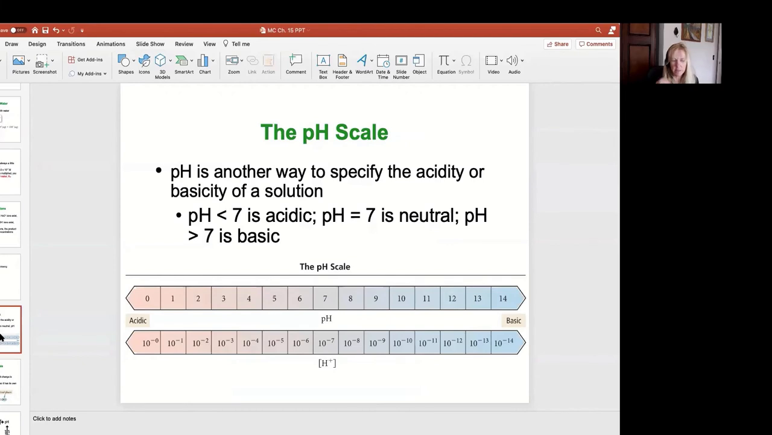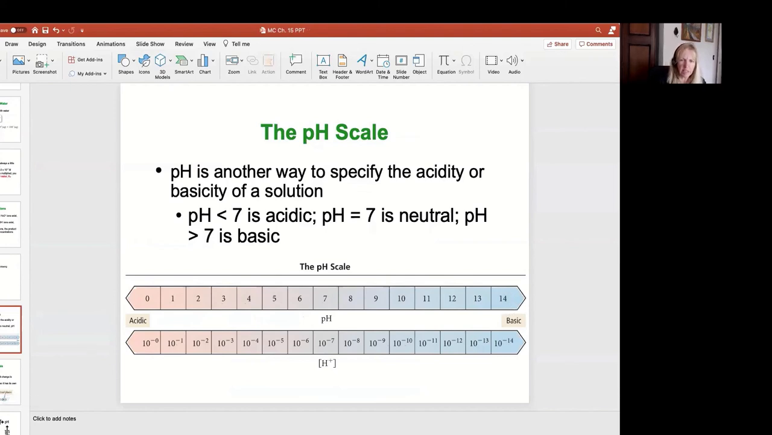And here is my pH scale. Here you can see pH and hydronium ion concentration are related. The higher my hydronium ion concentration, meaning this direction, the more acidic it is. The smaller my hydronium ion concentration, now I'm at 10 to the minus 14, the more basic it is.